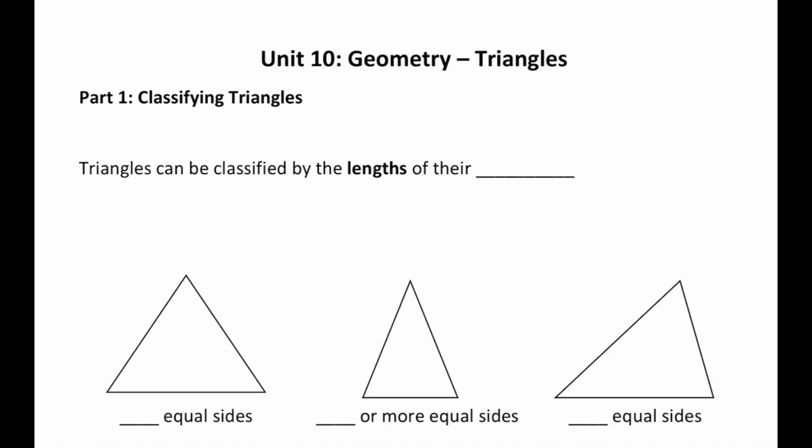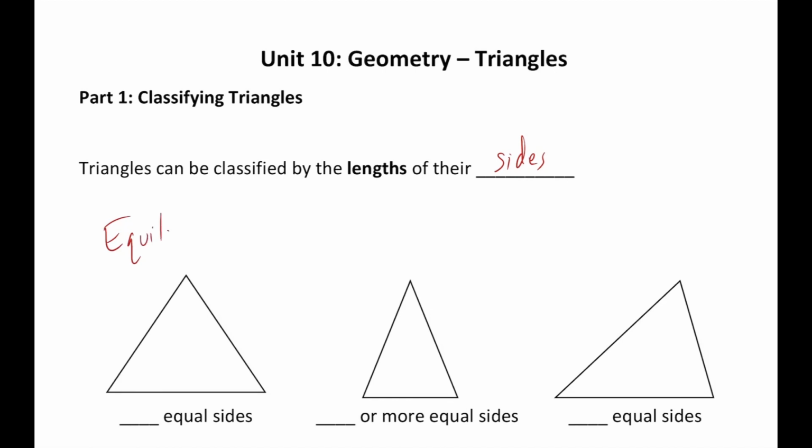All right, so today we're going to talk about triangles. And for this first part, we're going to talk about classifying triangles. There are a couple different ways that we can classify or sort or group triangles. First off, we can classify triangles by the lengths of their sides. And so I have three different classifications for side lengths of triangles.